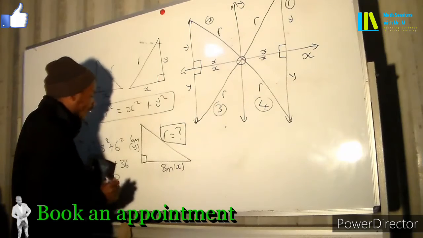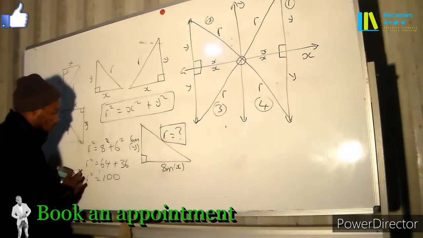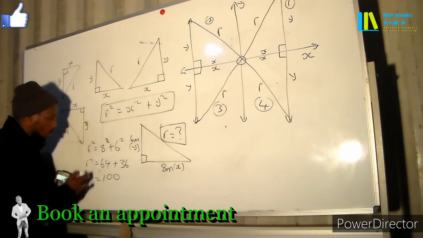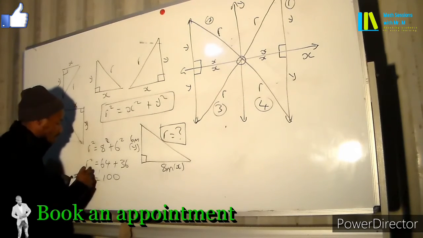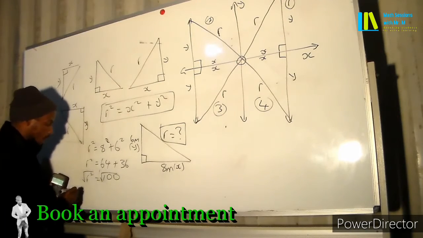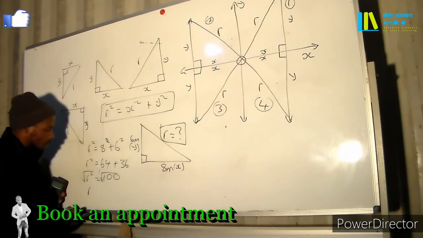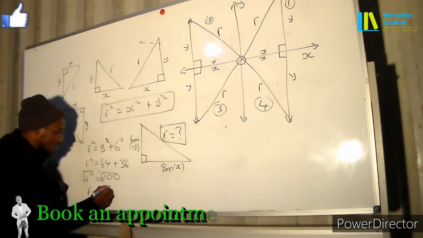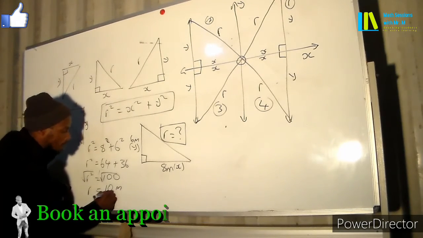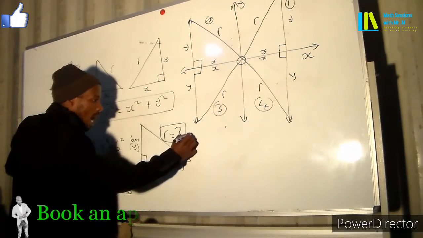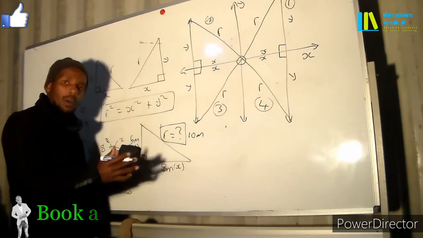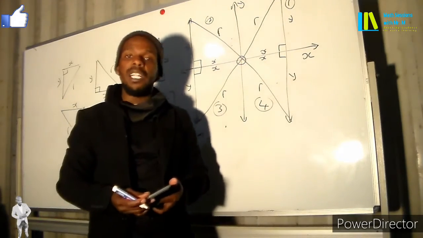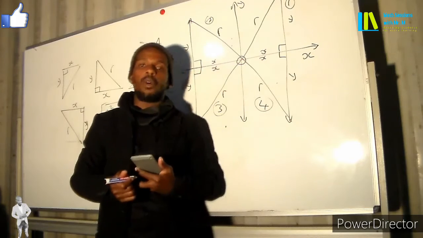Now you have r squared equals 100, not r. We are asked to find the unknown side r, so we have to take away the square, the exponent 2 of r. We do that by introducing a square root, and you are left with r is equal to the square root of 100. We know that it is 10. So r becomes 10 meters. And that is how easy it is to find the unknown side of a triangle using the Pythagoras theorem.